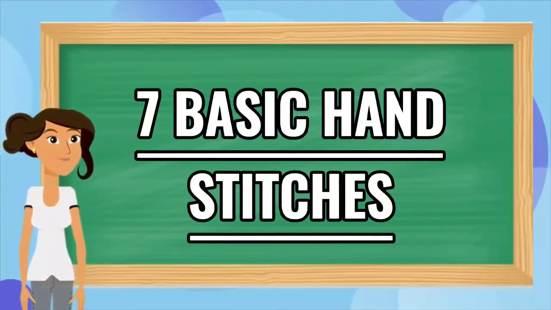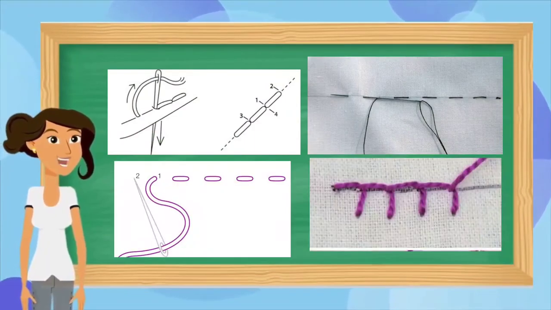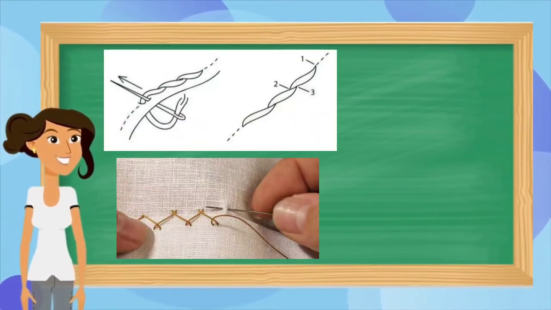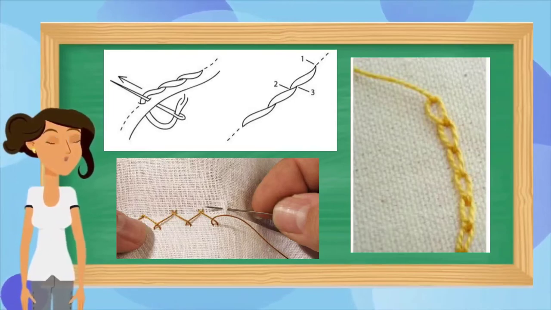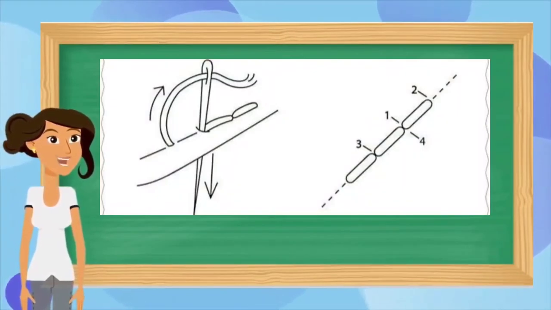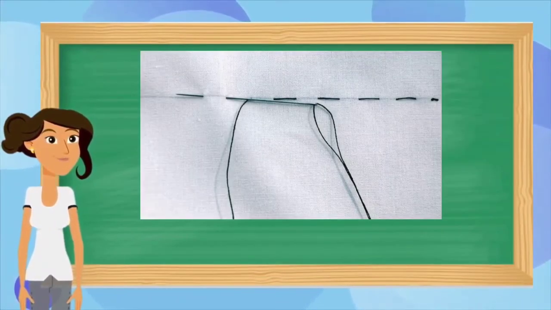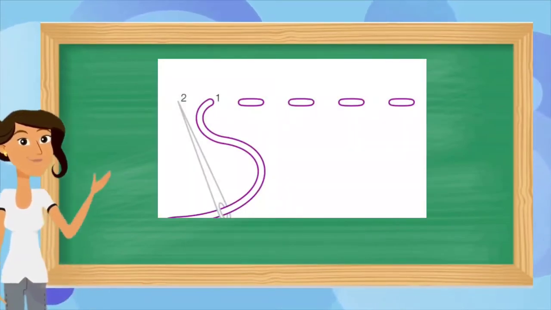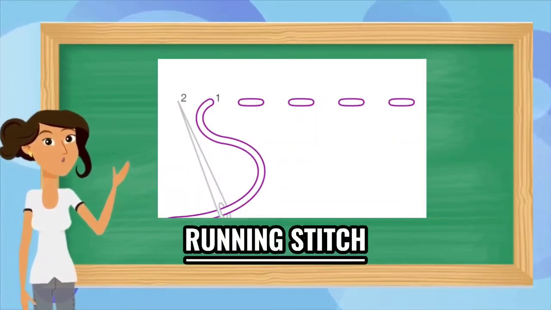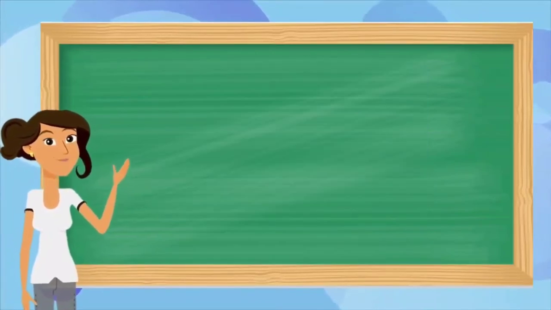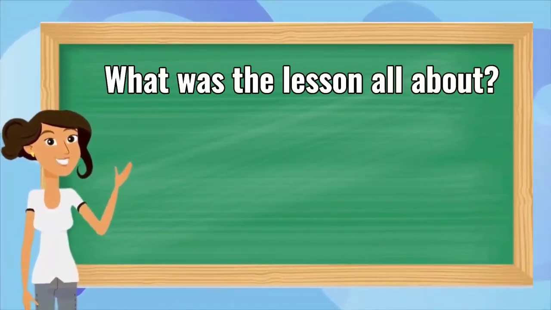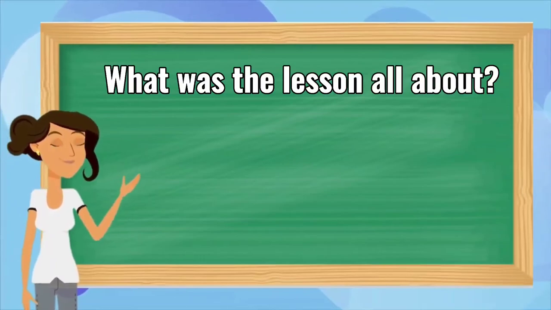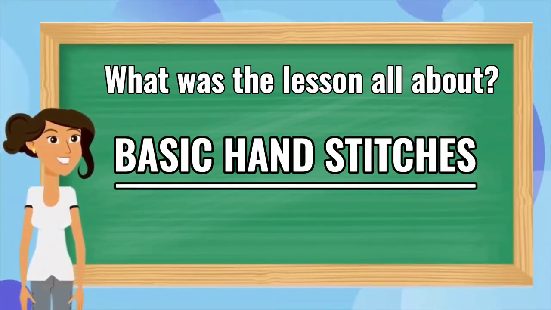Okay, since you already know the different basic hand stitches, let us go back to the pictures that I have presented earlier. So again, what is this? Very good, back stitch. How about this one? Okay, basting stitch. And how about this one? Okay, very good, running stitch. So what was the lesson all about? About basic hand stitches. Very good.